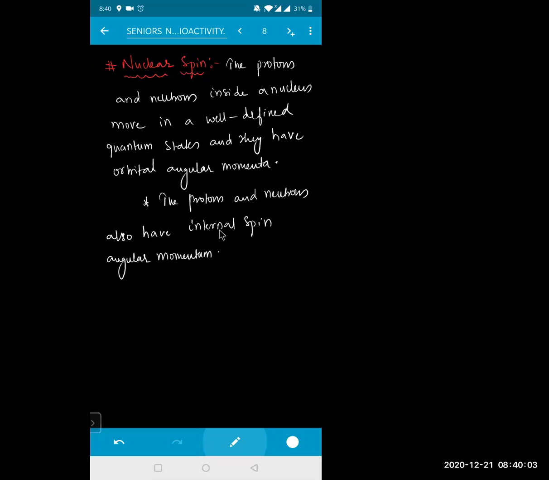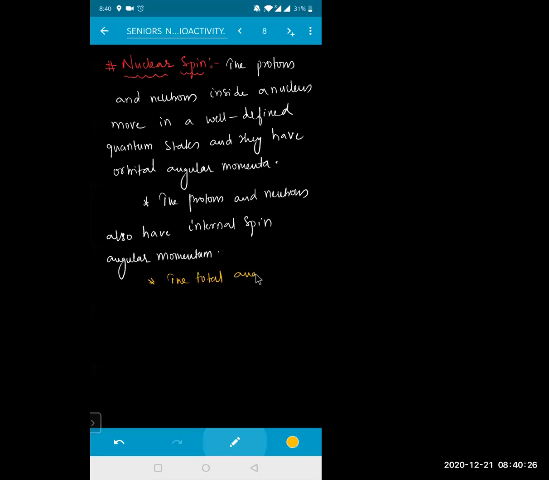Okay, that means the total angular momentum of the nucleus is what, beta? The resultant of all the spin and also the orbital angular momentum of individual nucleons. That means the total angular momentum of a nucleus is called the nuclear spin of that nucleus.